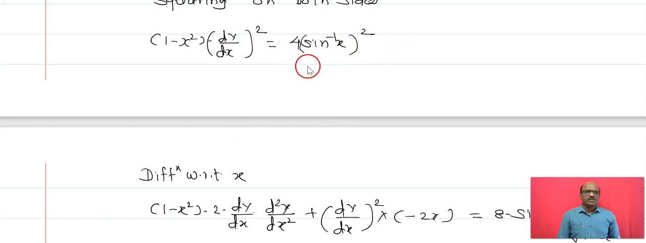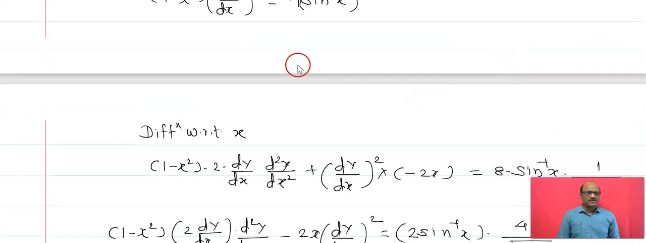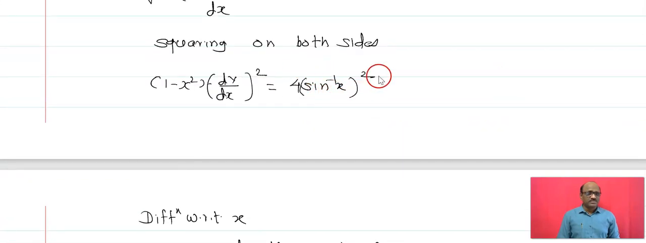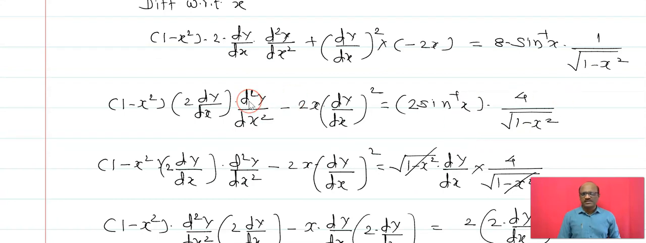Now the derivative of 4 into sine inverse of x whole square, that is 4 into sine inverse of x bracket square. Again here is a power, that is 4 into 2, 8. 8 sine inverse of x into the derivative of sine inverse of x. What's the derivative of sine inverse of x? It's 1 upon under root of 1 minus x square. And now we will simplify here.